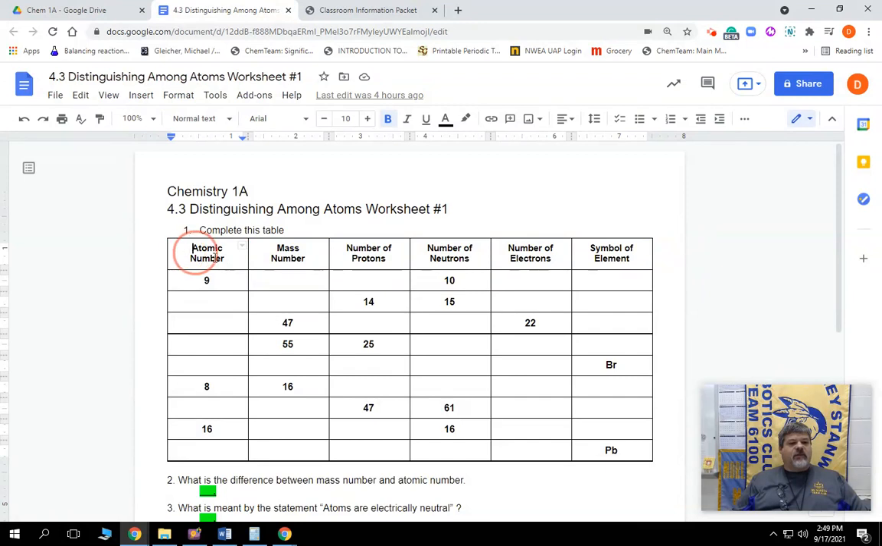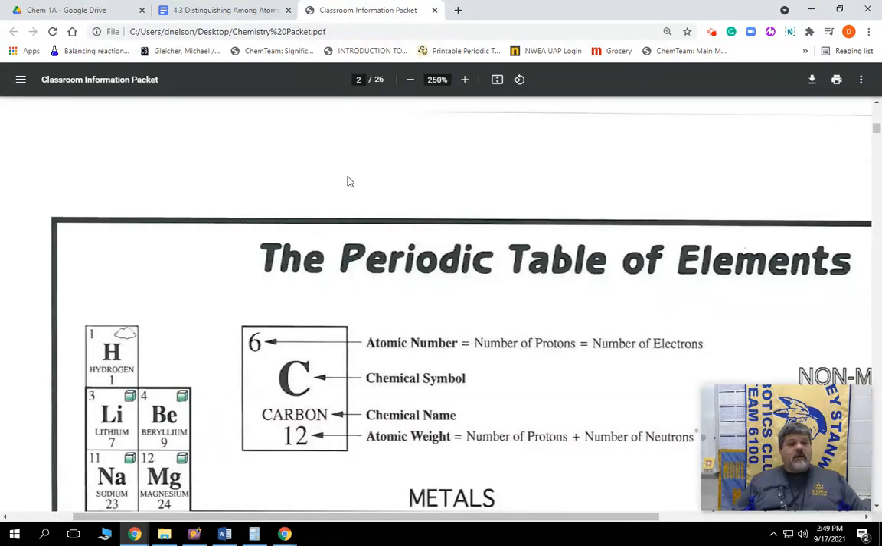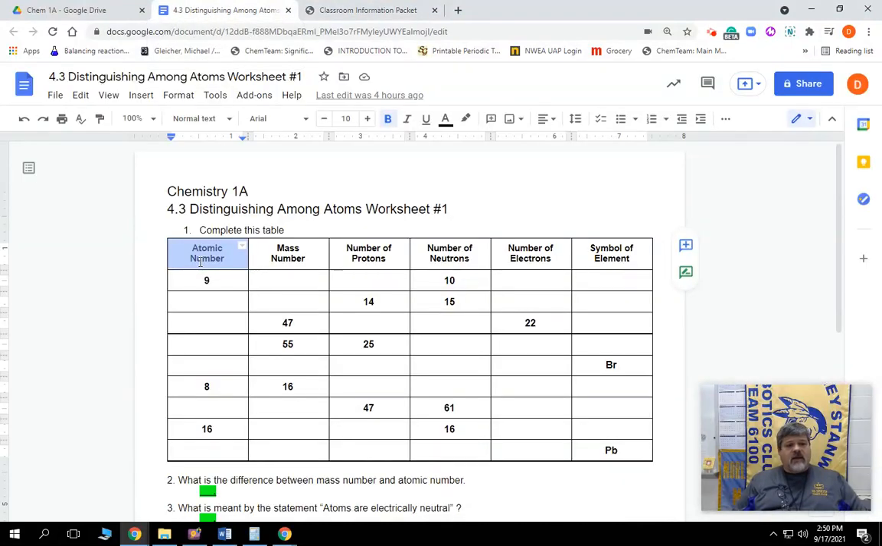So let's go ahead and look at the first one right here, atomic number. Well, atomic number, if I look at my periodic table, is the number of protons, 6. It happens to also equal the number of electrons if it's a neutral atom. If it's not neutral, we wouldn't call it an atom anymore, we'd call it an ion. So the atomic number is the number of protons. That leads us over here to the number of protons. We can get that from the atomic number.